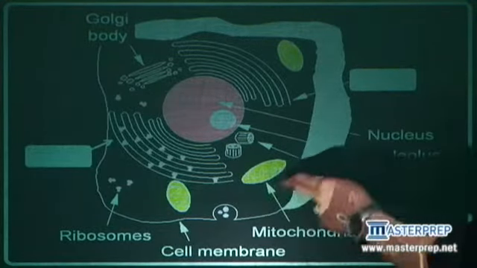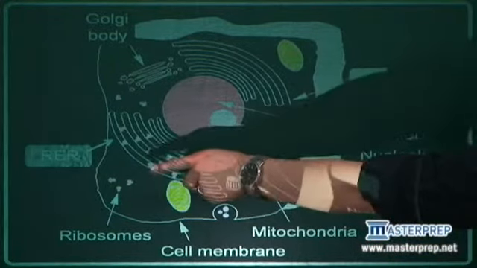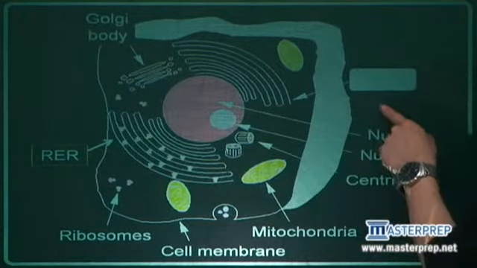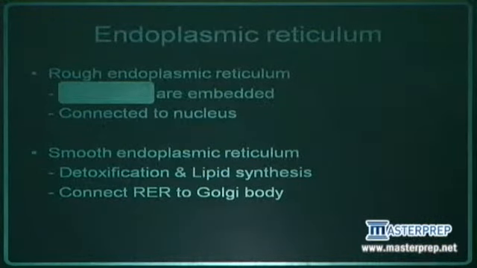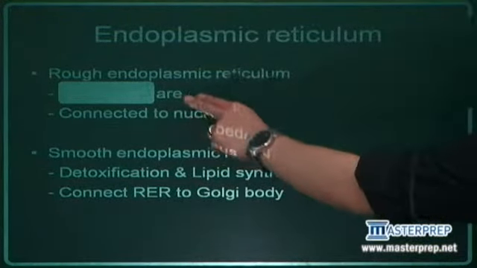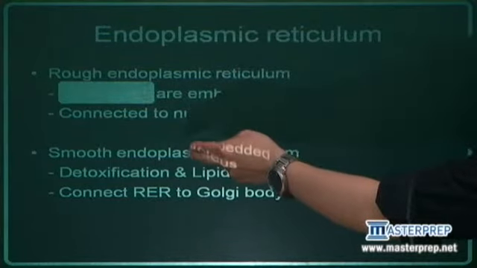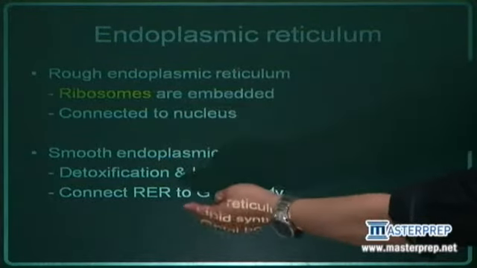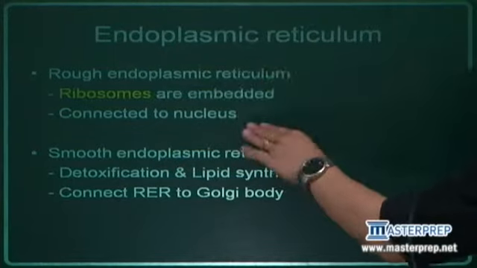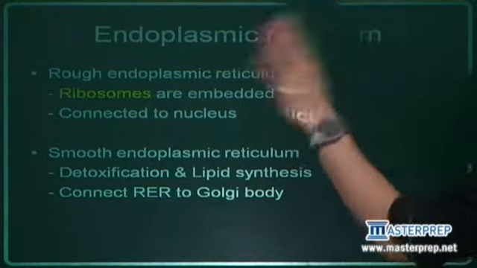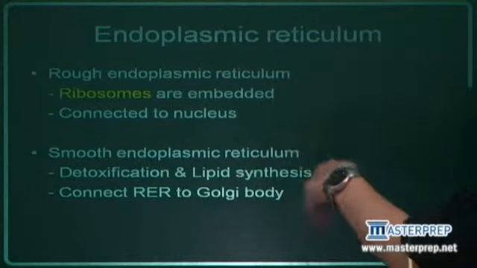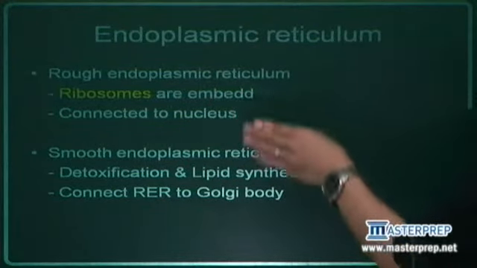Okay, the same picture, this rough ER, this smooth ER. So rough ER looks rough because of the ribosomes, right? Because ribosomes are embedded, and rough ER is basically dotted with millions and millions of the ribosomes. That's why rough ER can synthesize the protein.